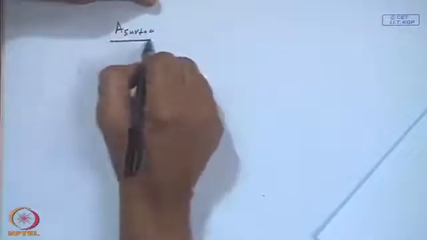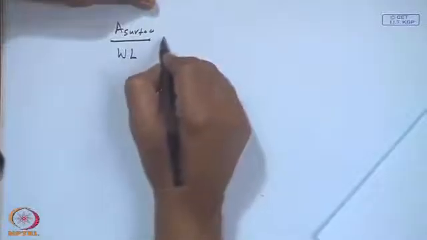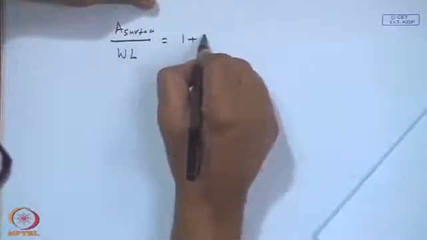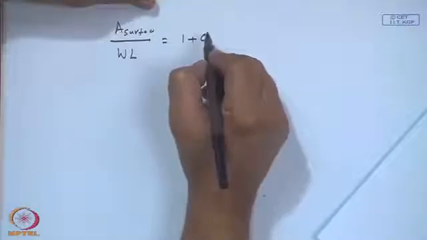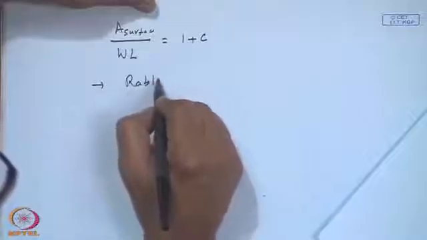So, if you compare the surface area to the aperture area, which is nothing but WL, that should be equal to 1 plus C. This is established by Rabl of MIT, and the details you can have from the Solar Energy Journal of 1977.